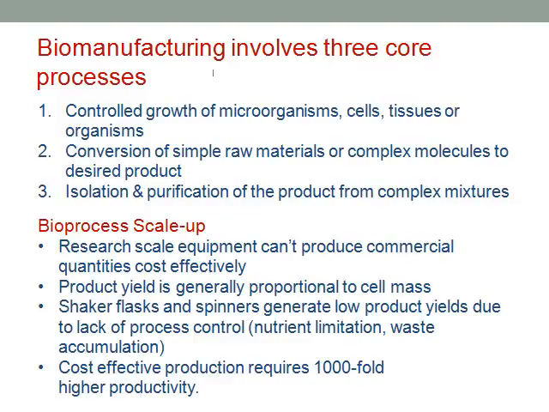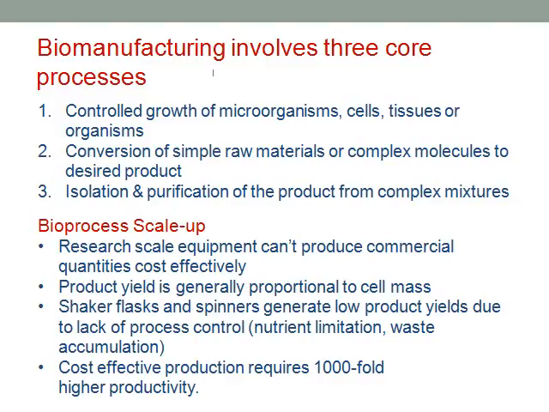Biomanufacturing involves three core processes. One, controlled growth of bioorganisms, cells, tissues, or organisms. Two, conversion of simple raw materials or complex molecules to the desired product. And three, isolation and purification of this product from complex mixtures. This also entails the bioprocess scale-up. Research scale equipment simply cannot produce commercial quantities in a cost-efficient manner.